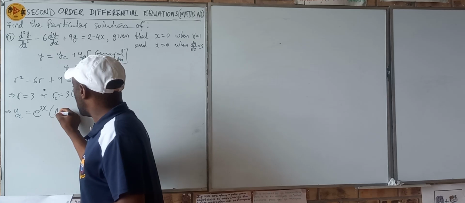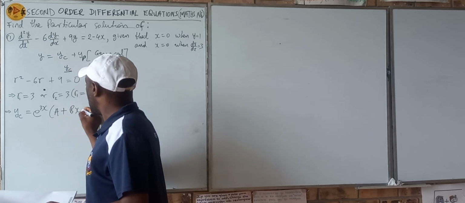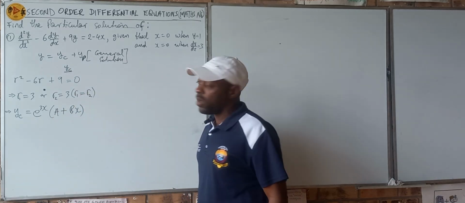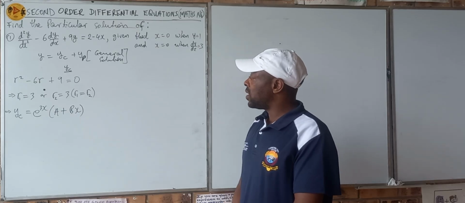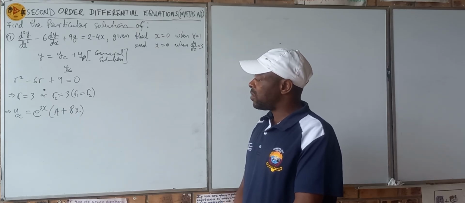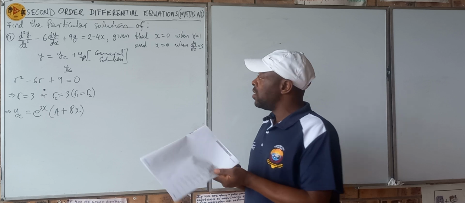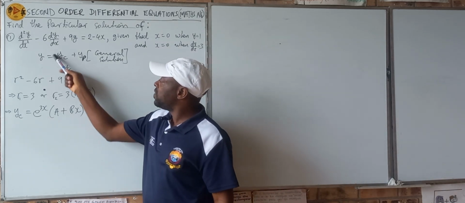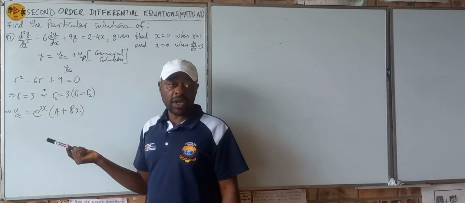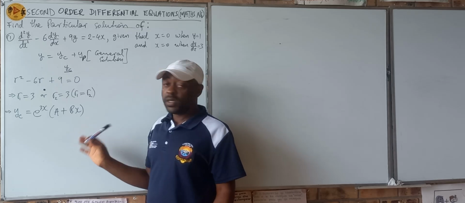In bracket a plus bx. So that's all about y6. As an N6 student, I expect everyone to be able to get the complementary function right, which is what we call y6. All you need to do is 3 simple steps.